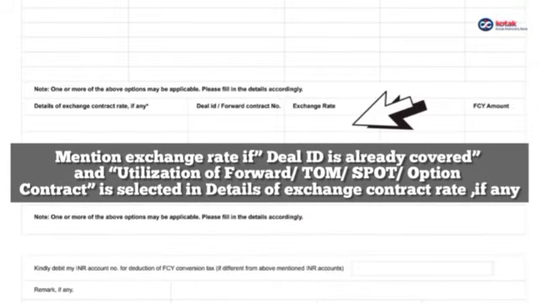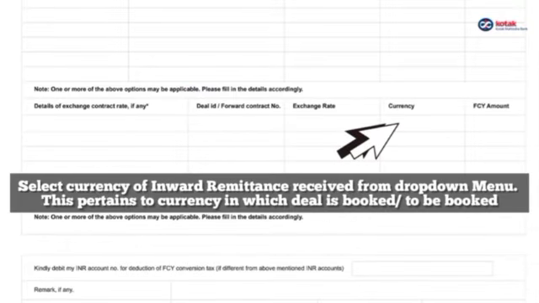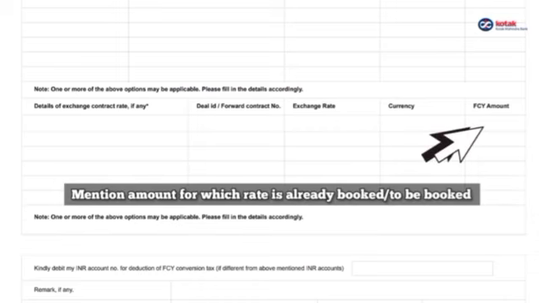Mention exchange rate if deal ID is already covered or utilization of forward/TOM/spot/option contract is selected, in details of exchange contract rate, if any. Currency: select foreign currency of inward remittance received from drop-down menu. This pertains to currency in which deal is booked or to be booked. FCY amount: mention amount for which rate is already booked or to be booked.